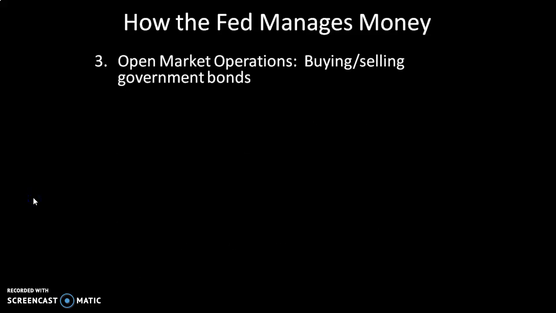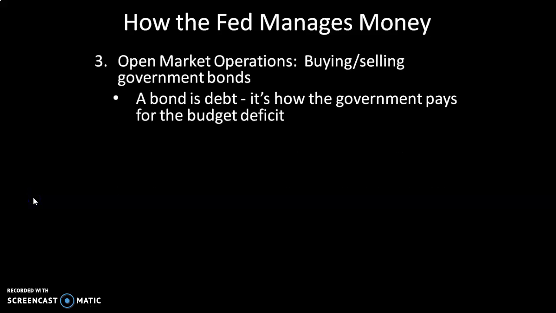So another way that the Fed can manage money is through something called open market operations, and that's the buying and selling of government bonds. Okay, now recall, we've talked about bonds a little bit in class. A bond is basically debt. And as you probably know, the United States is always in a budget deficit these days, which means that the government is spending more money than it's taking in taxes.